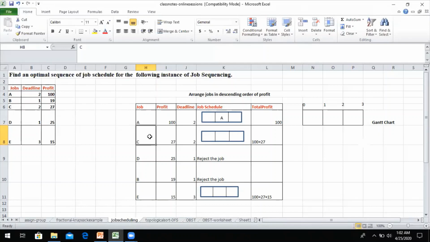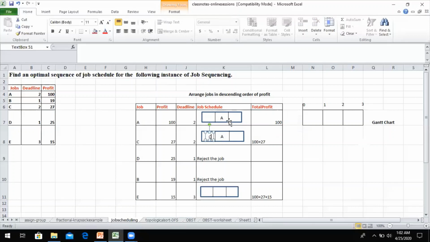The next job that would be picked is job C with profit given as 27. Its deadline is also specified as 2. So here again, we have 2 time slots for the job C to execute. But remember, the second time slot has already been occupied by A, and as per the assumption, you cannot schedule more than 1 job in a time slot. Hence, we are left with only 1 option for C, and that is time slot 1. We have to schedule it in time slot 1 because C has to finish execution within the deadline 2.